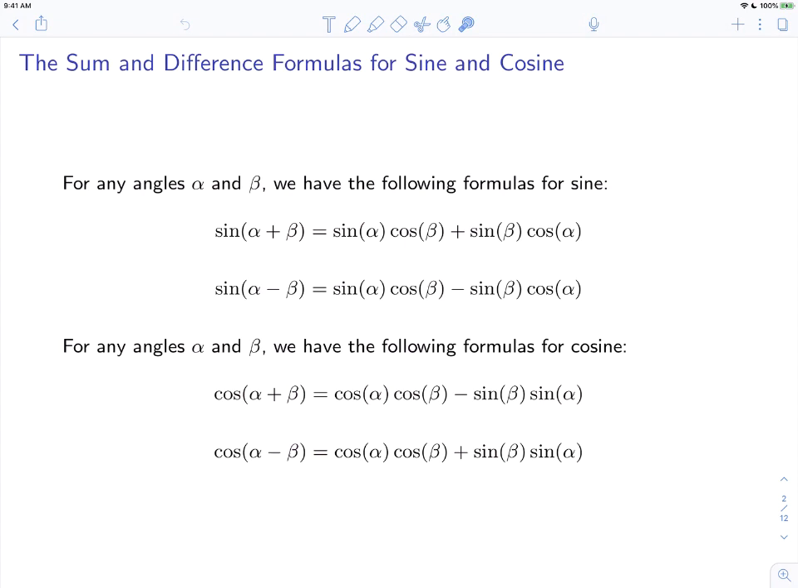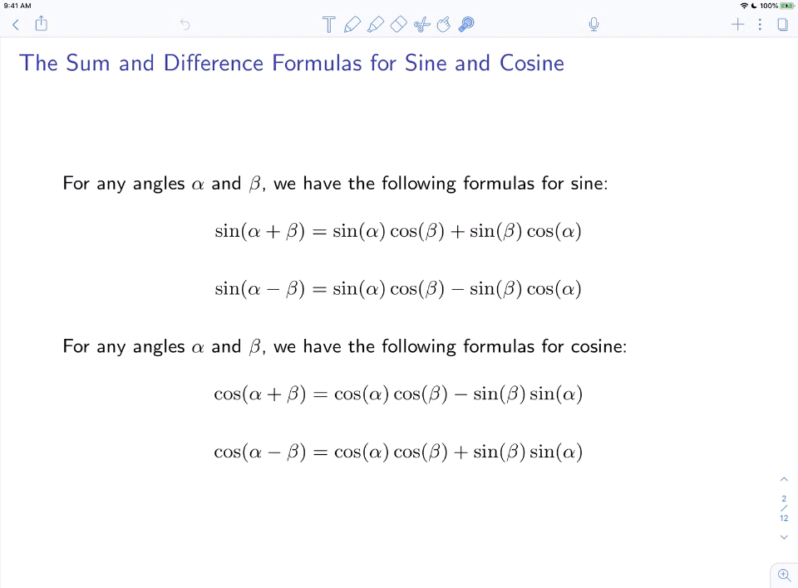We also have sum and difference formulas for cosine. Cosine of alpha plus beta is cosine of alpha times cosine of beta minus sine of beta times sine of alpha. The difference formula is cosine of alpha minus beta equals cosine of alpha times cosine of beta plus sine of beta times sine of alpha. So for the sum formula, the plus is turned into a minus, and for the difference formula, the minus is turned into a plus.